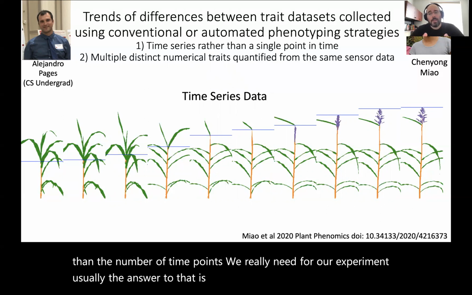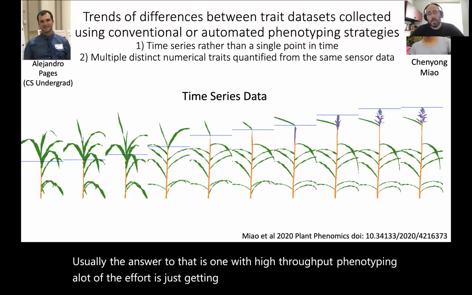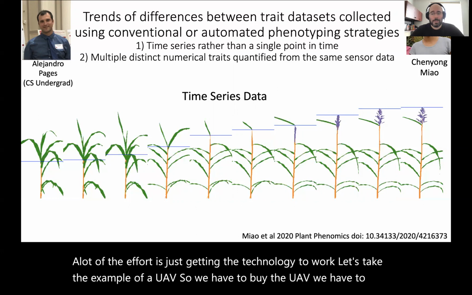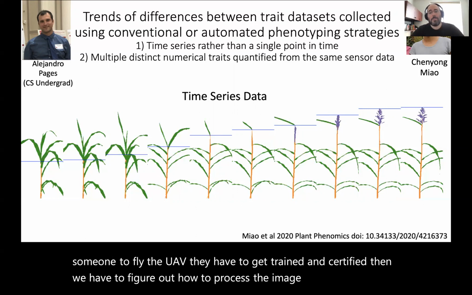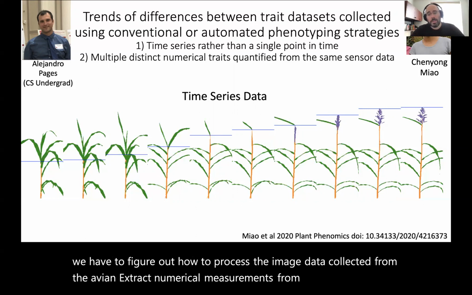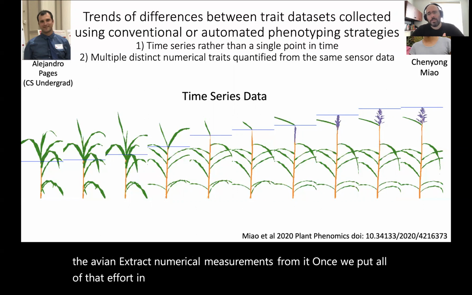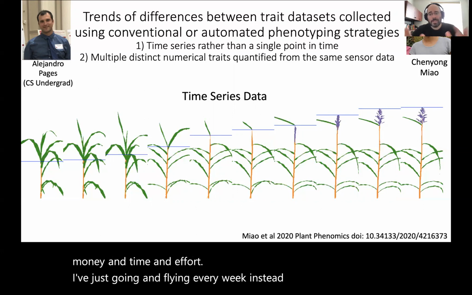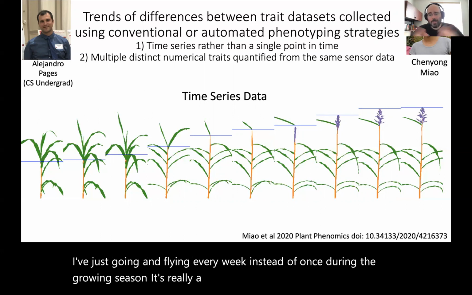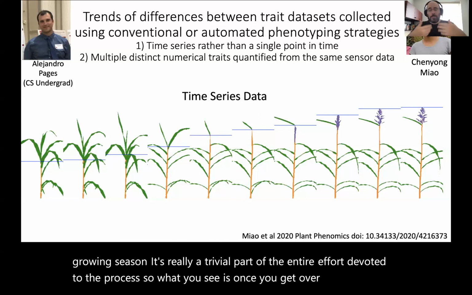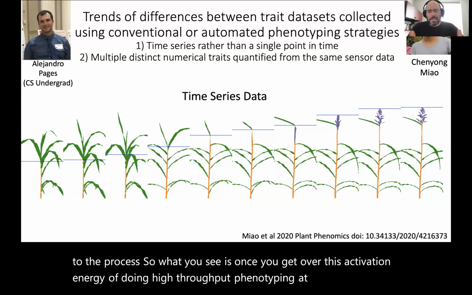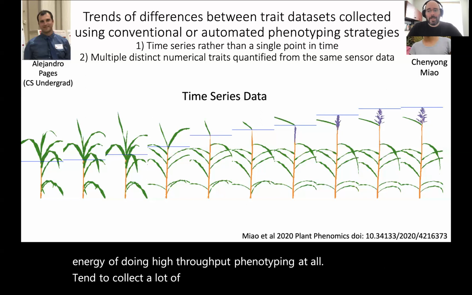With high-throughput phenotyping, a lot of the effort is just getting the technology to work. Let's take the example of a UAV. So we have to buy the UAV, we have to find someone to fly the UAV, they have to get trained and certified. Then we have to figure out how to process the image data collected from the UAV and extract numerical measurements from it. Once we put all of that effort in, the additional cost in terms of money and time and effort of just going and flying every week instead of once during the growing season, it's really a trivial part of the entire effort devoted to the process. So what you see is once you get over this activation energy of doing high-throughput phenotyping at all, you tend to collect a lot of time points because you can, and it might be useful.